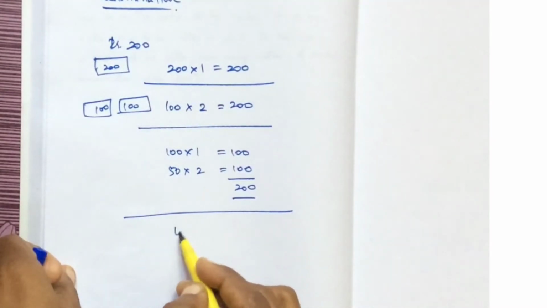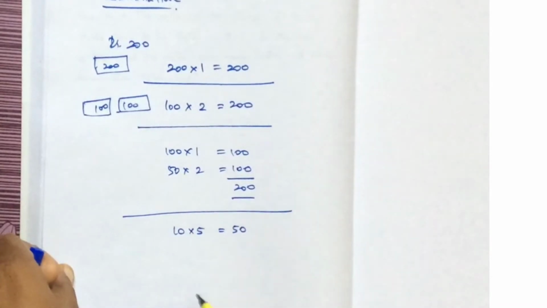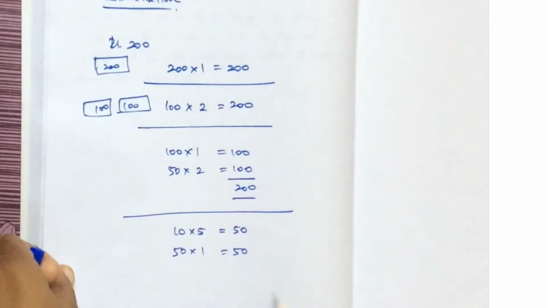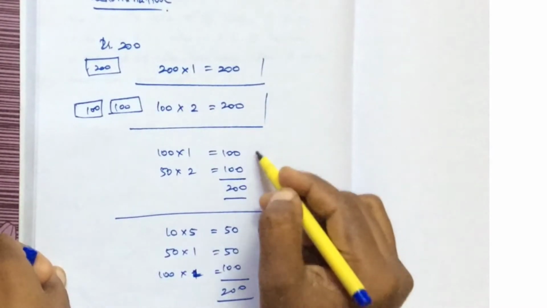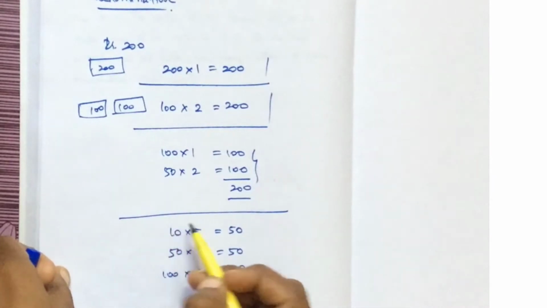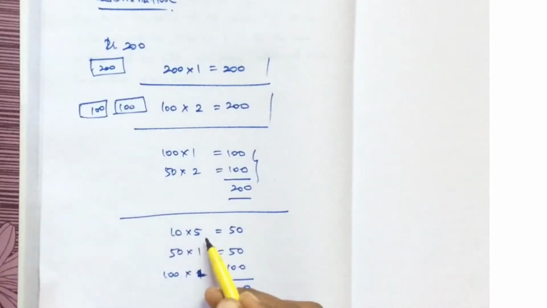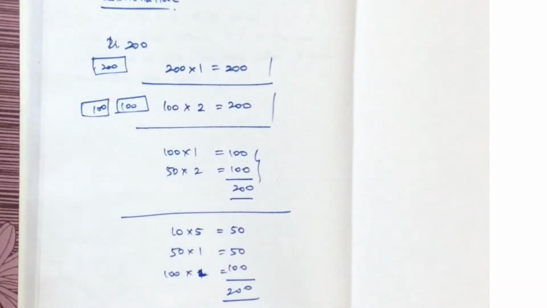Another one is 10 rupees multiplied by 5 will get 50, and another 50 multiplied by 1 is 50, and 100 multiplied by 1 is 100, which sum up to get 200. So these are the different denominations. This is called denomination: the amount in rupees multiplied by the number of that rupee. If you add this, you will get the total 200.